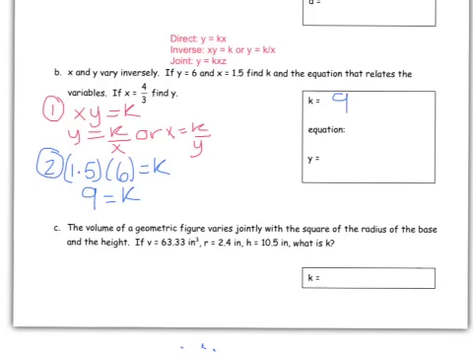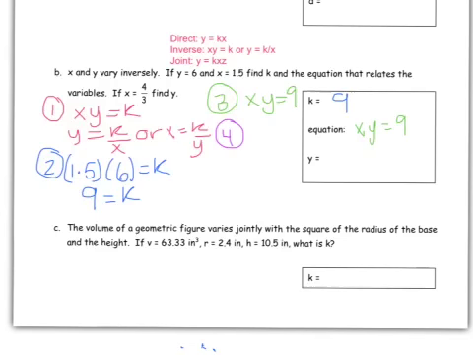Alright, time for the key step. The equation that relates the variables is the first step with k plugged in. So x times y equals 9. You can write it like that. You can write it as a fraction. It doesn't matter.